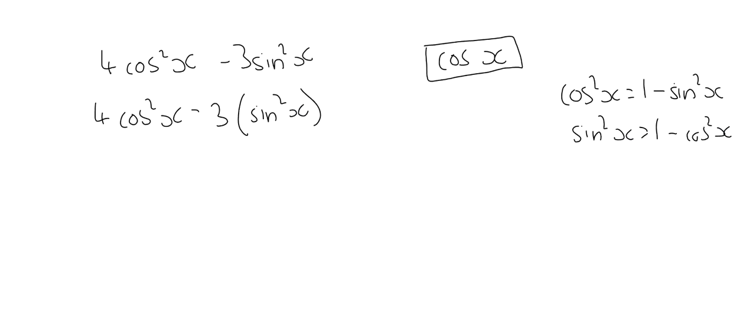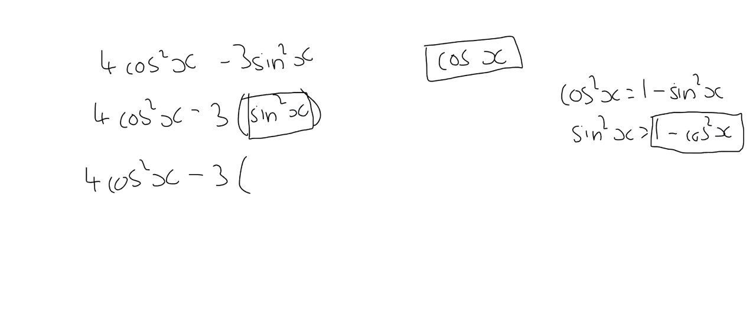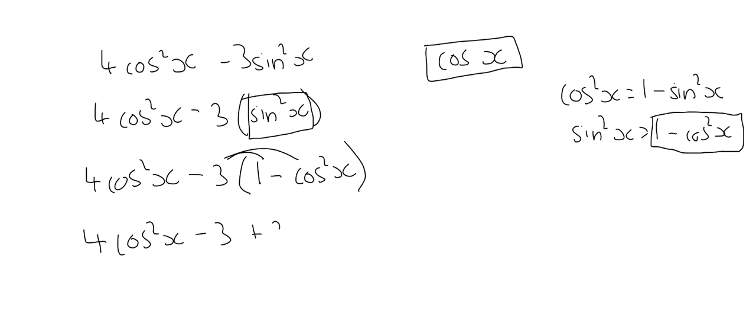So if sine squared x is 1 minus cosine squared x, I am going to substitute that in here. So now I have 4 cosine squared x minus 3, and this is now 1 minus cosine squared x. So now I can distribute this. I've got 4 cosine squared x minus 3 plus 3 cosine squared x, right? These two negatives cancel out. Now I've got like terms. 4 cosine squared x plus 3 cosine squared x is 7 cosine squared x, and then I still have a minus 3 right here.